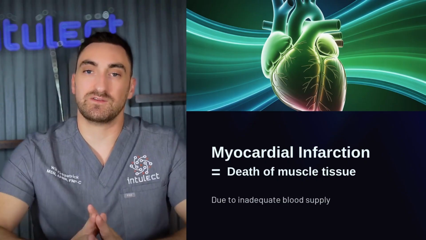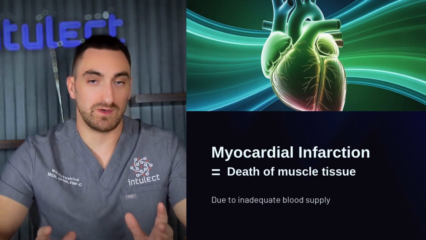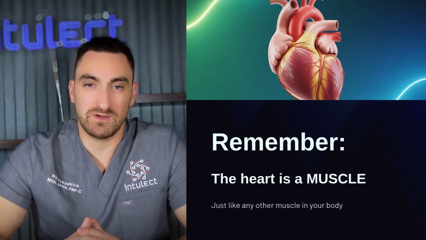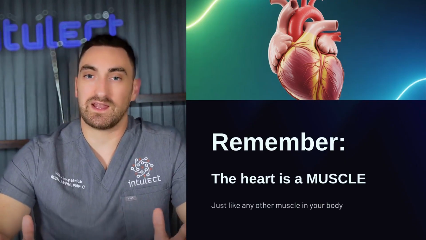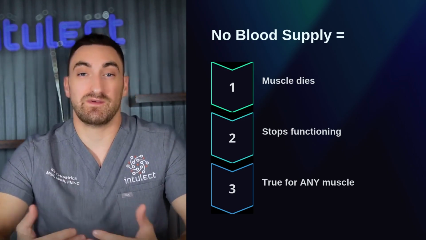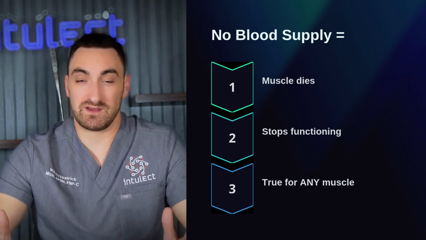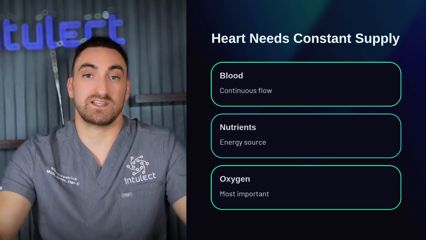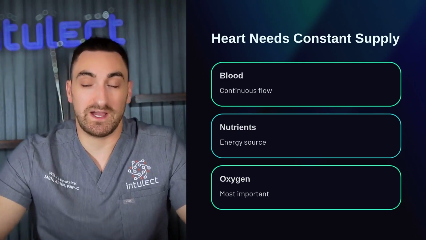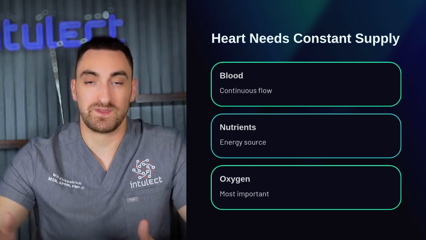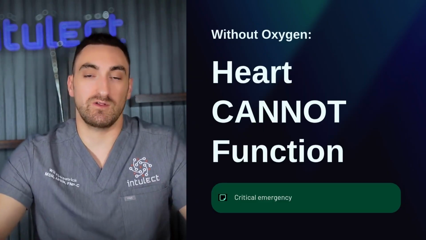It is death to the muscle tissue due to inadequate blood supply. So just like any other muscle, the heart is a muscle, right? But if you had any other muscle in your body that had no blood supply to it, it would eventually die. It would eventually, of course, stop functioning. So your heart is also in constant need of blood supply. That blood carries nutrients and, most importantly, oxygen. So without that, of course, the heart can no longer function.